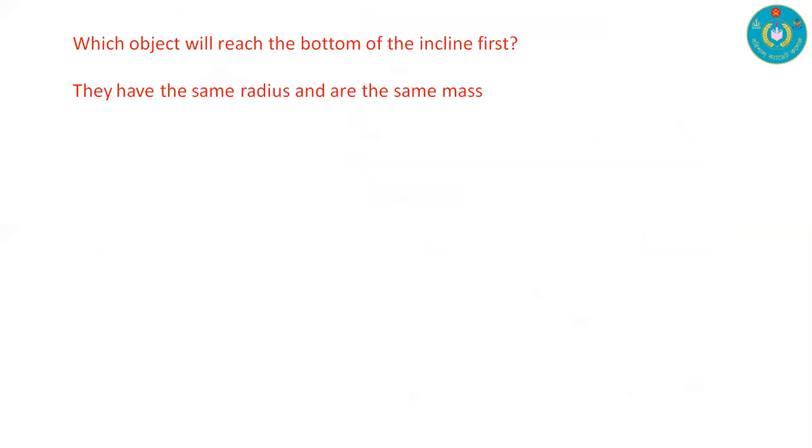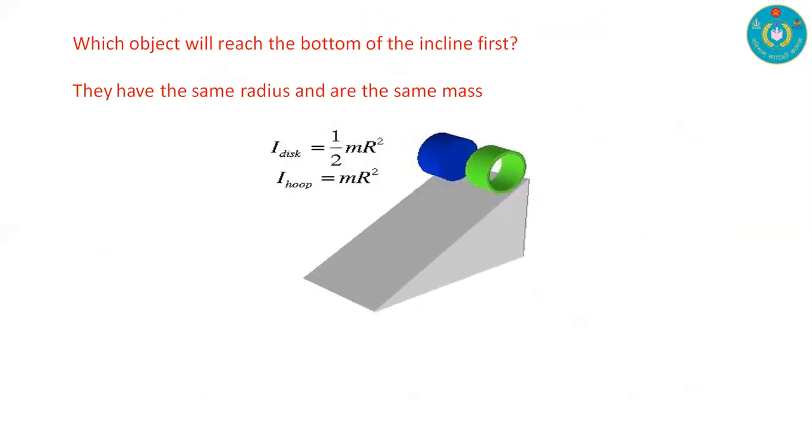Now, which object will reach the bottom of the inclined plane? They have the same radius and the same masses. Observe this figure. We have two bodies. One is a disk and another is a hoop. Which object will reach the bottom of the inclined plane?